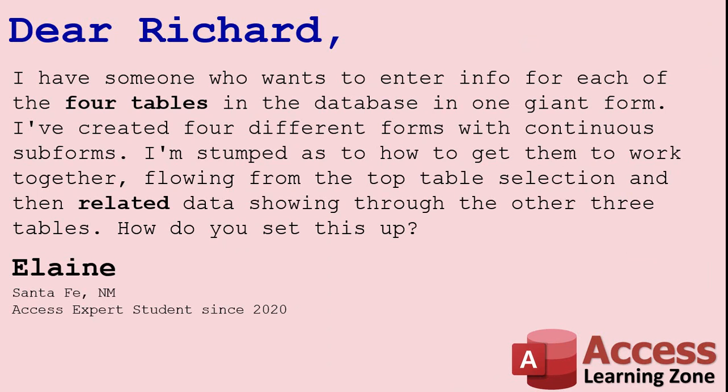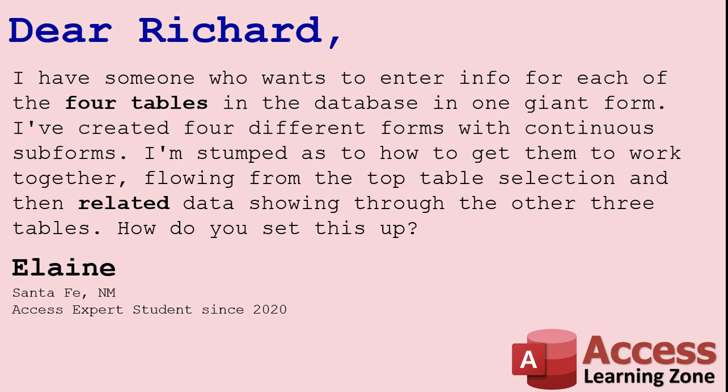Today's question comes from Elaine from Santa Fe, New Mexico, one of my Access Expert students. She says, I have someone who wants to enter info for each of the four tables in the database in one giant form. I've created four different forms with continuous subforms. I'm stumped as to how to get them to work together, flowing from the top table selection and then related data showing through the other three tables. How do you set this up?